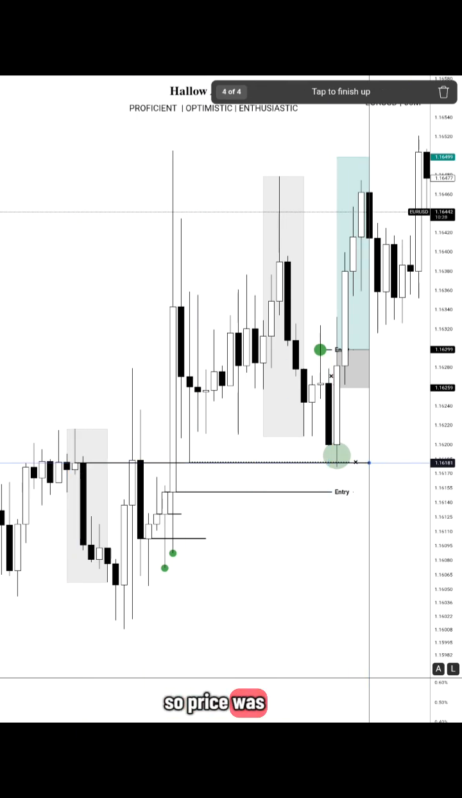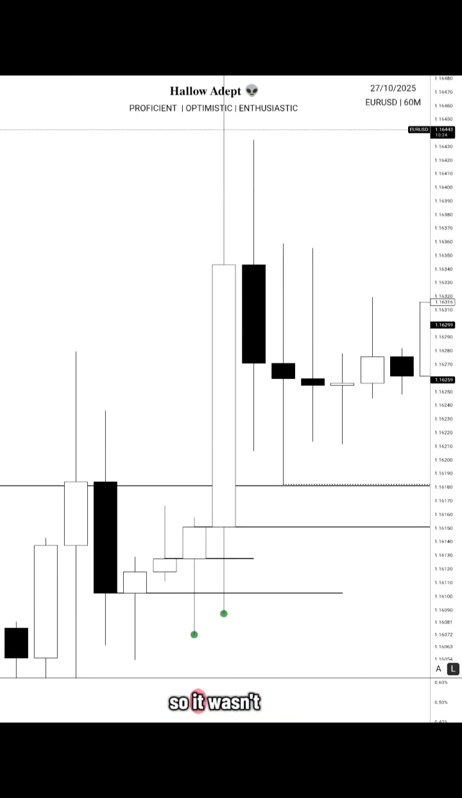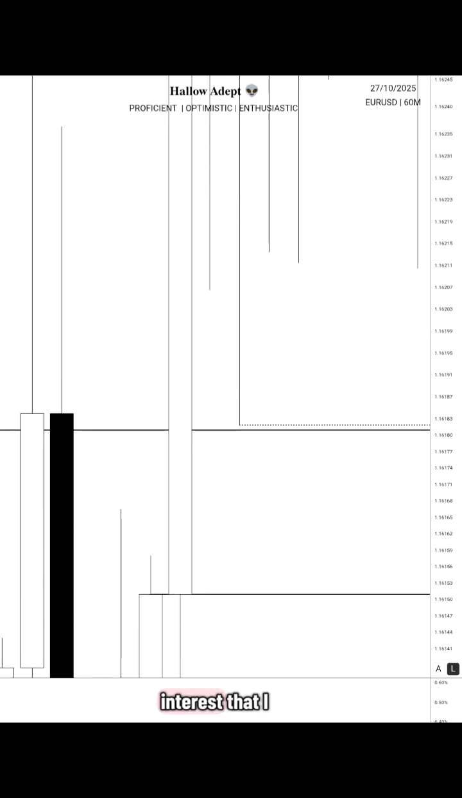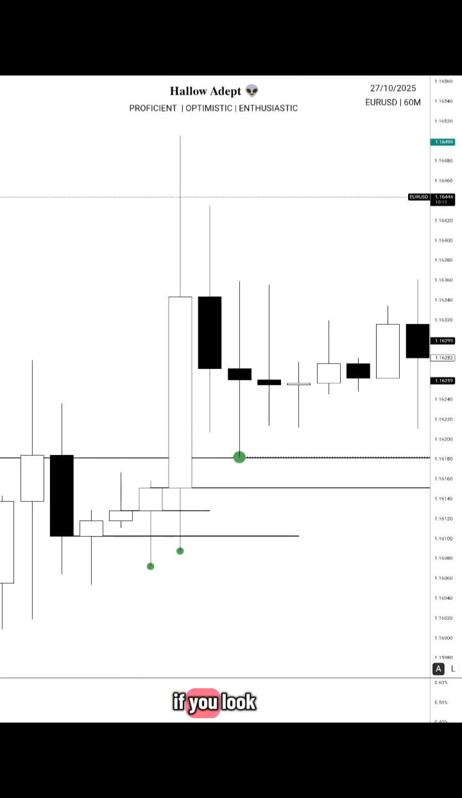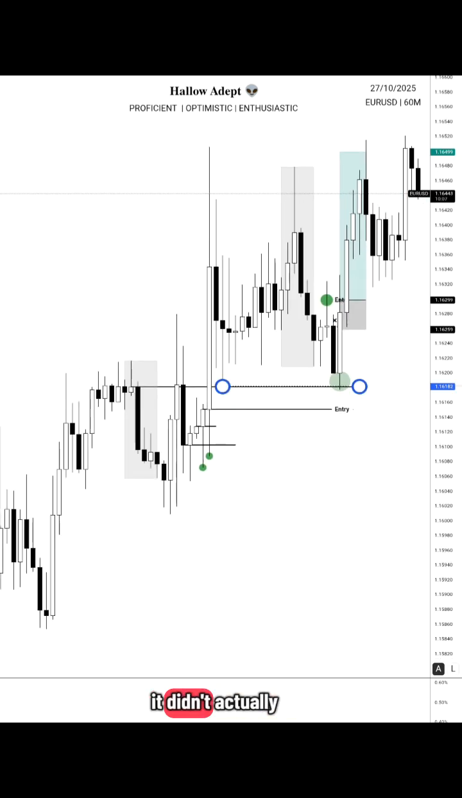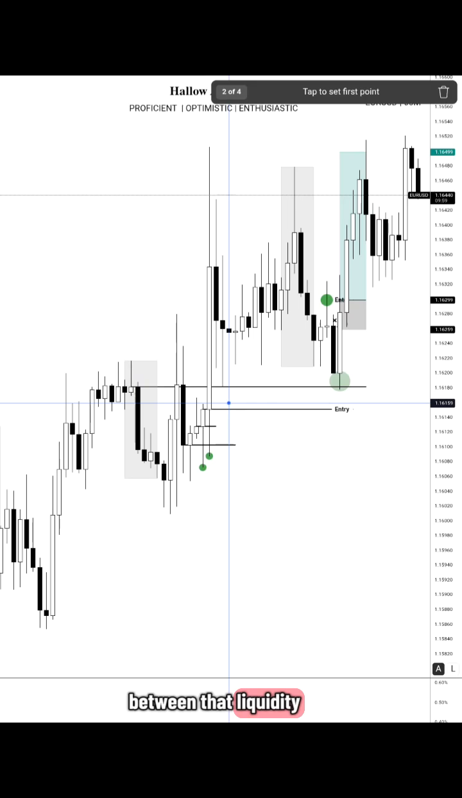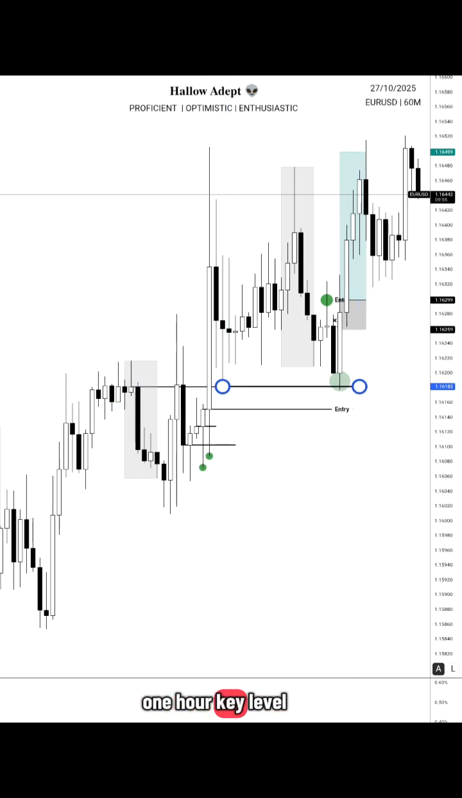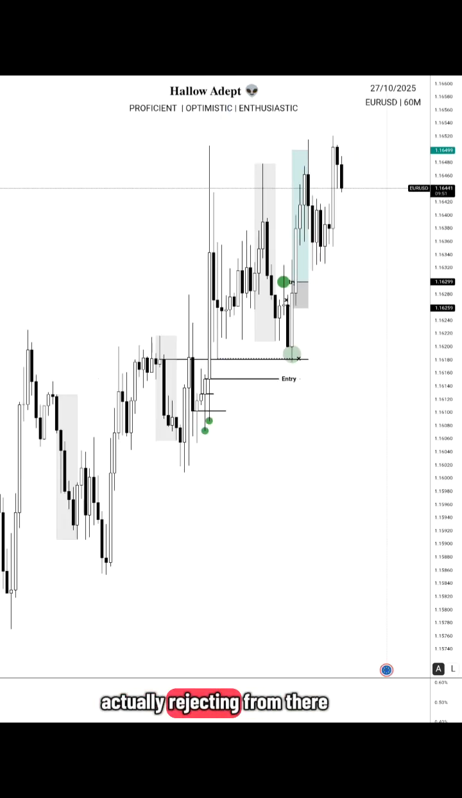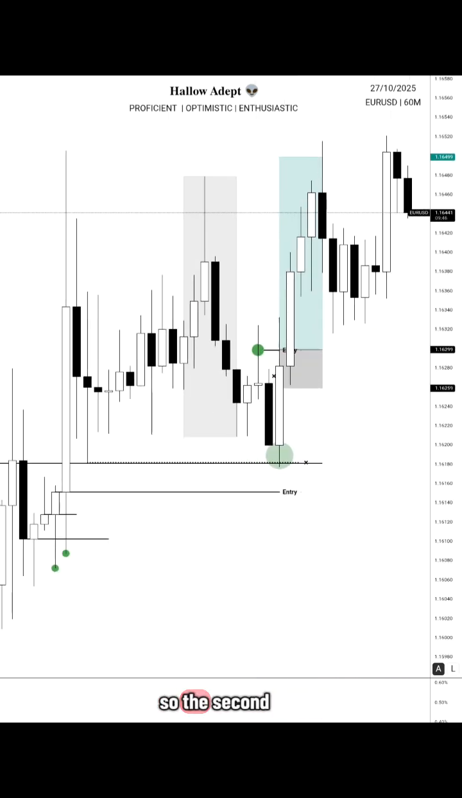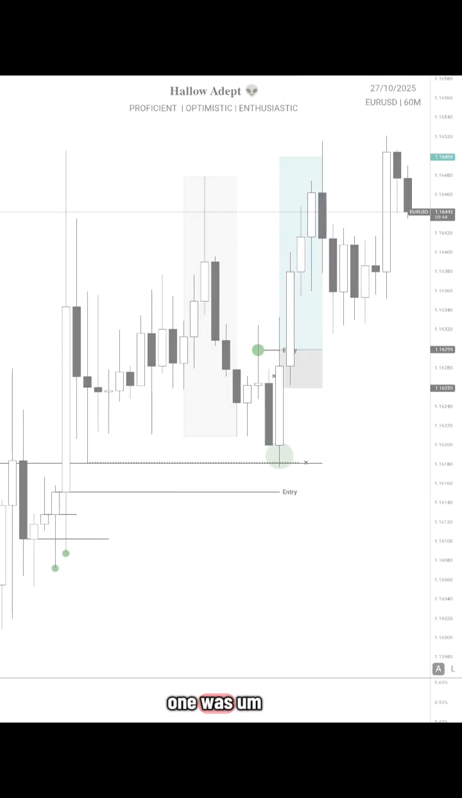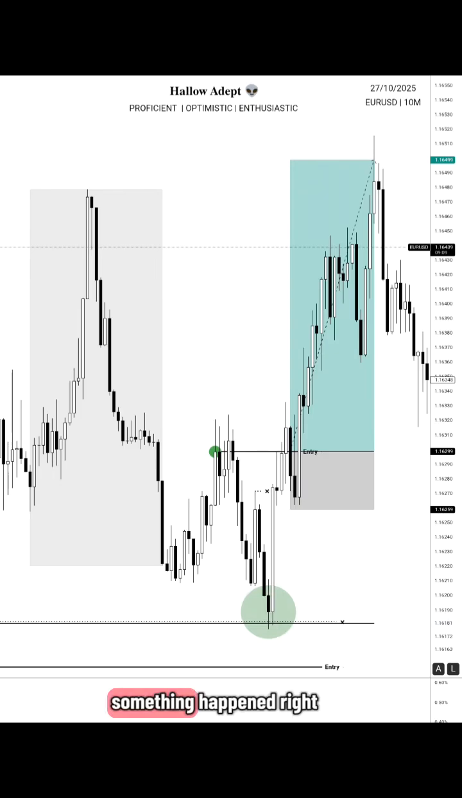So price was definitely rejecting that key level, so it wasn't coming to my own point of interest that I was expecting it to come. So it was rejecting from this key level. If you look at that liquidity point, it didn't actually touch that 1 hour key level, right? There is a space between that liquidity point and that 1 hour key level, so price was actually rejecting from there. So the second one was on 10 minutes. Something happened right there on 10 minutes.